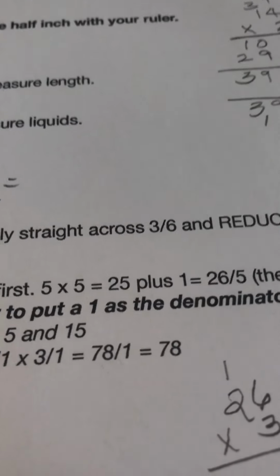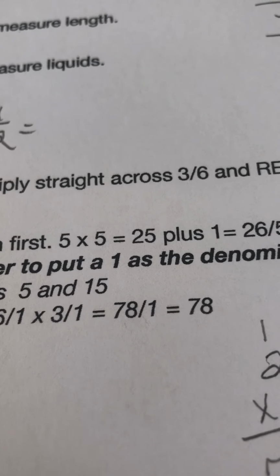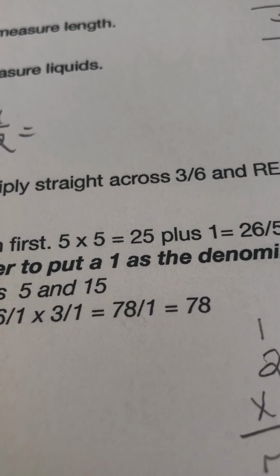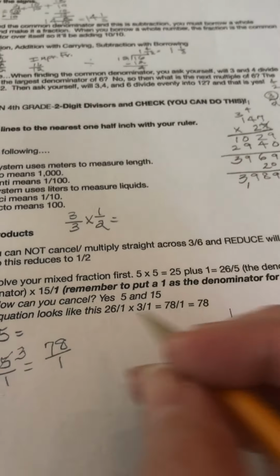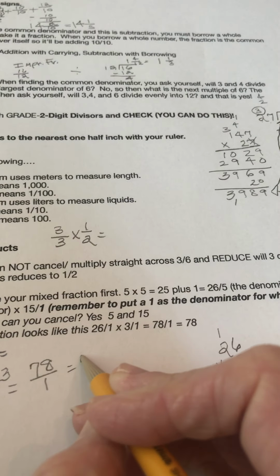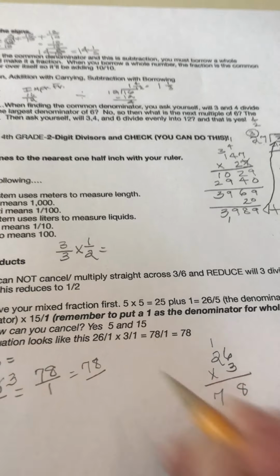So you're going to put 78 over 1. Do not leave that listed like 78 over 1 or I will count 1 point off. Anytime you don't completely reduce, it costs you 1 point. You need to go out to the side and write 78.